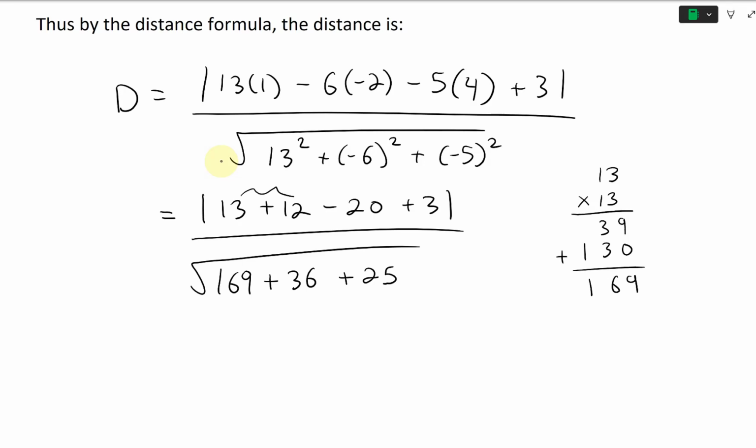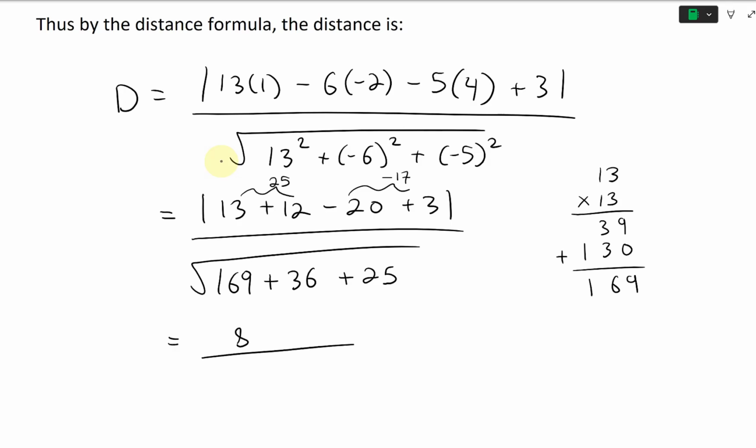So 13 plus 12 is 25, just add a 10, 23 plus 2 is 25. And this right here is negative 17, so negative 20 plus 3 is negative 17. And the difference, 25 minus 17: 25 minus 5 is 20, minus another 3 is 17. Wait, that's 5 plus 3 is 8. So that's going to be positive 8.